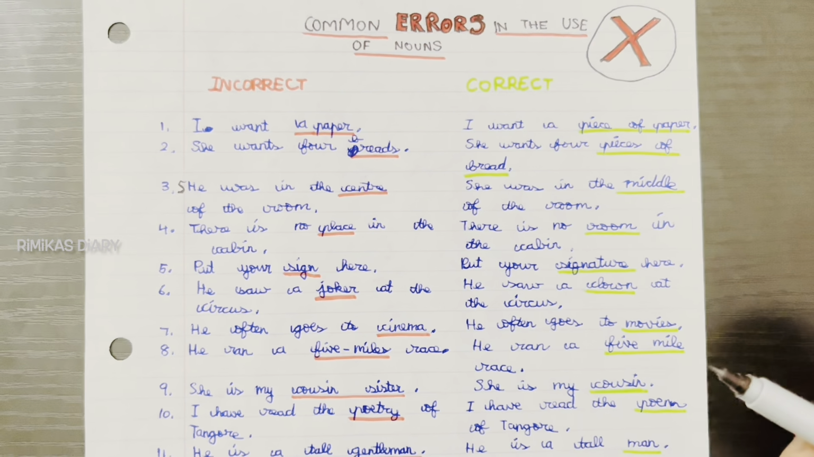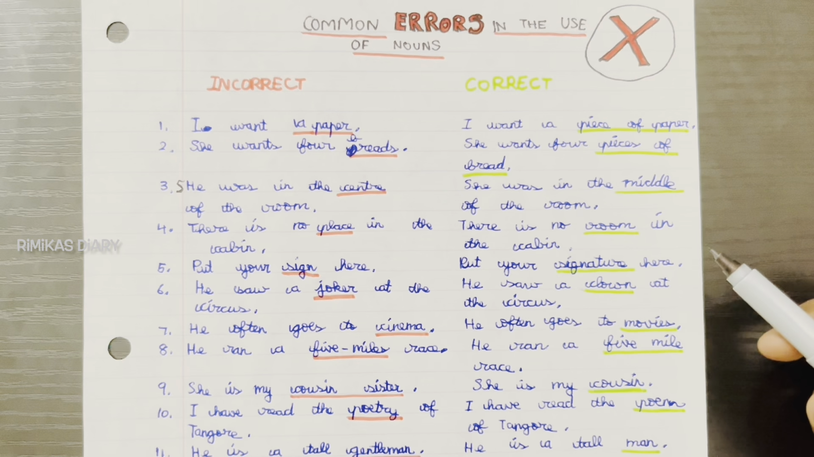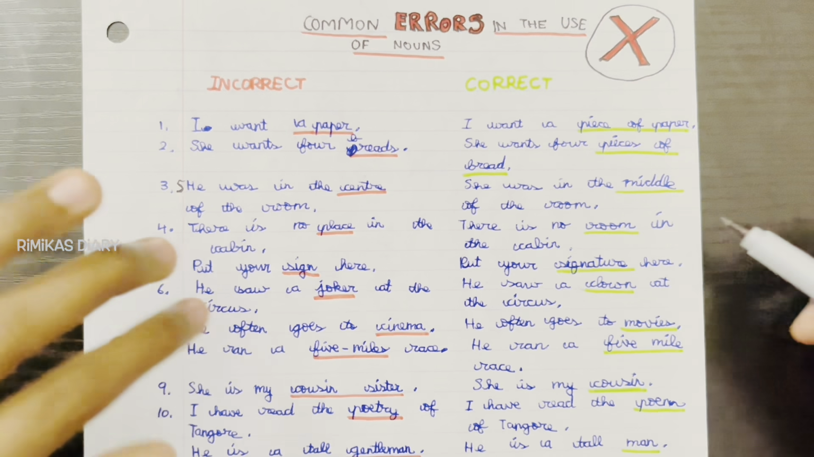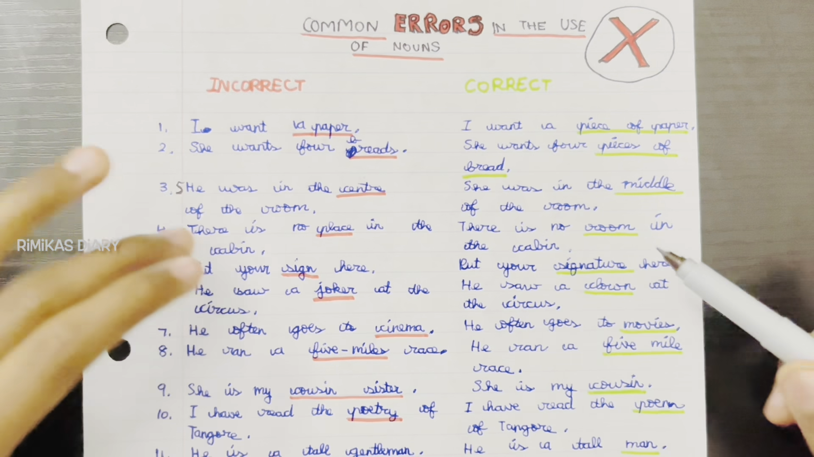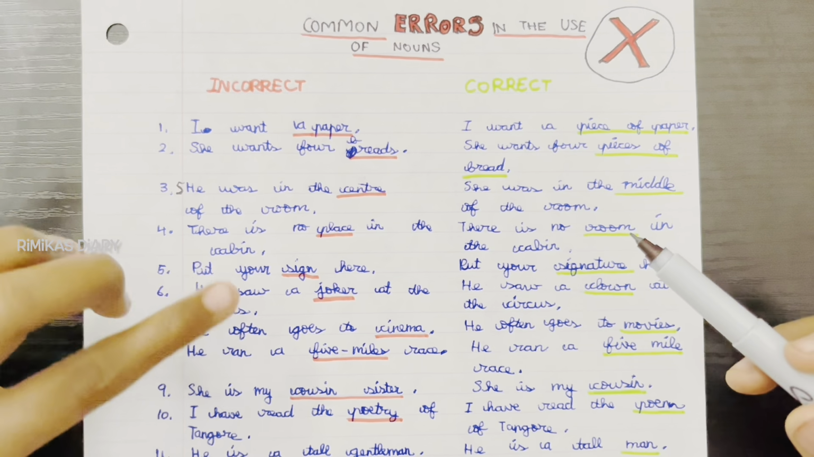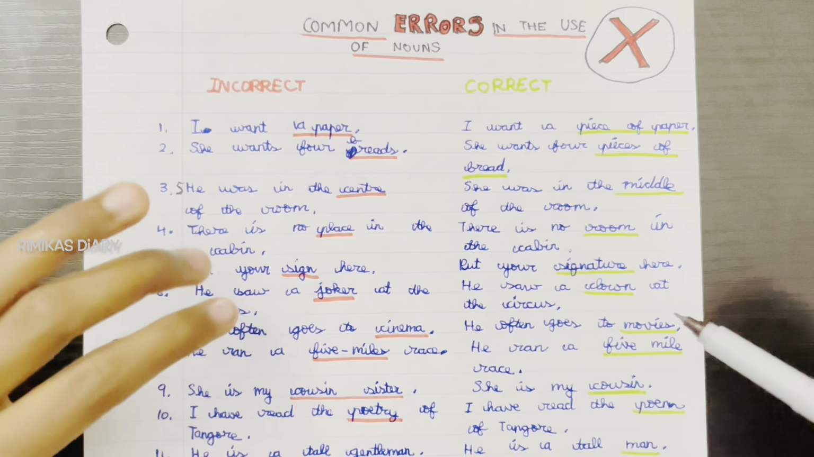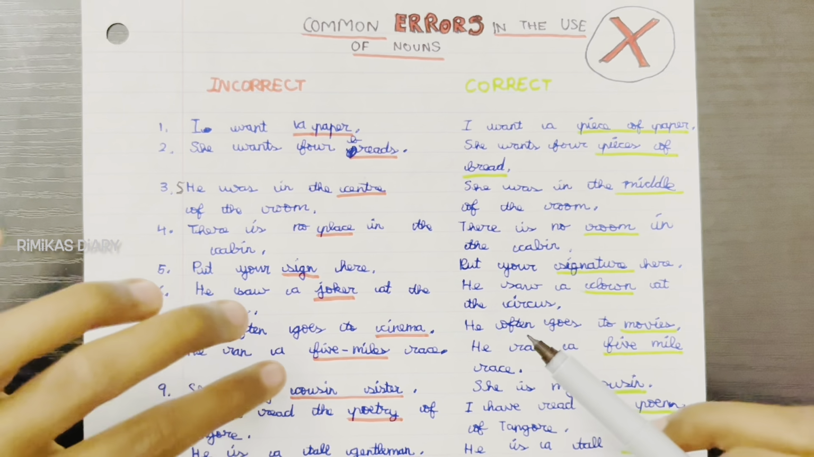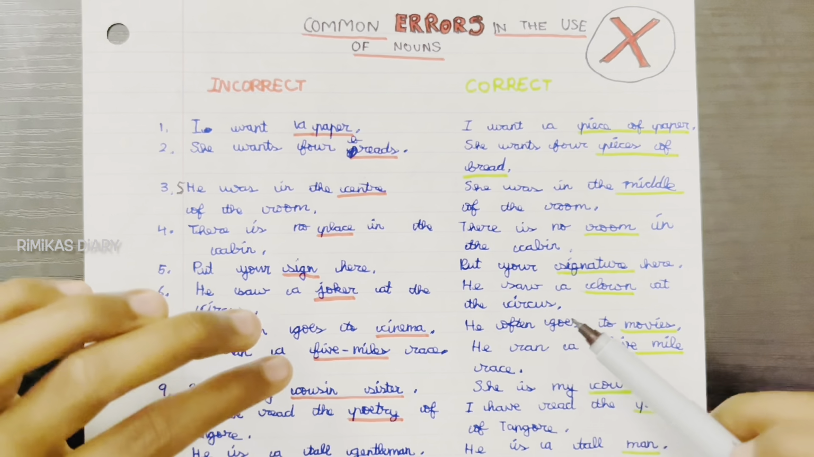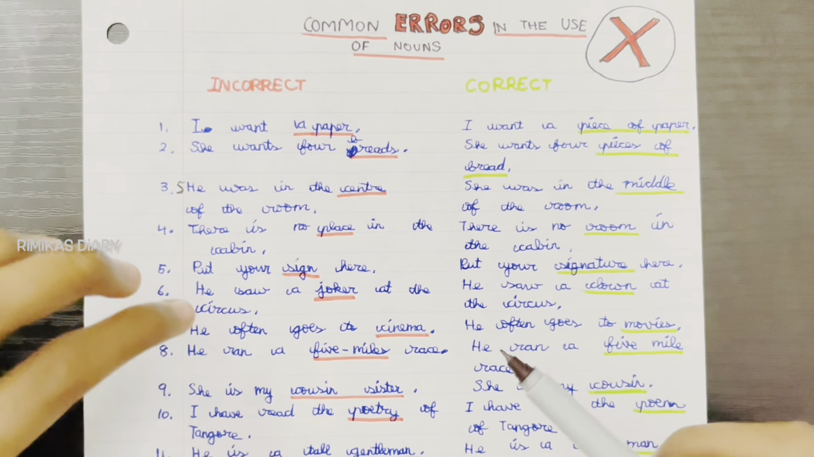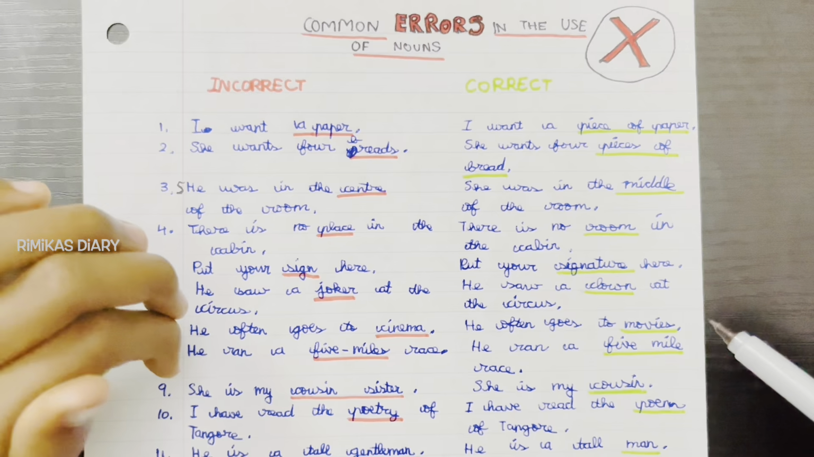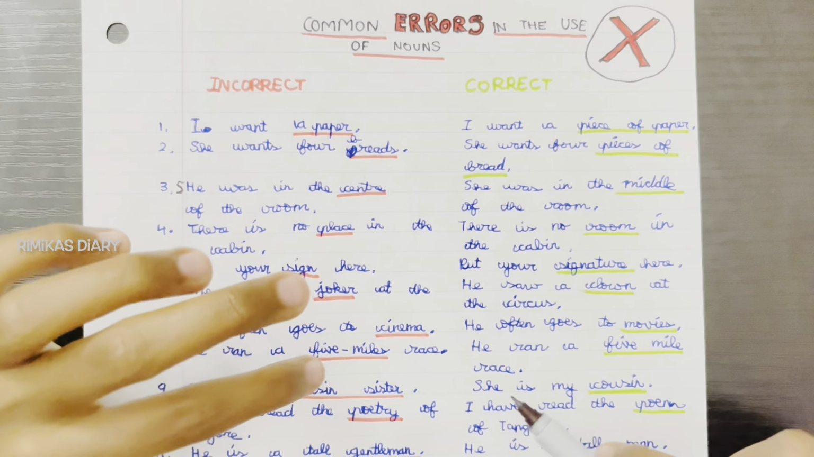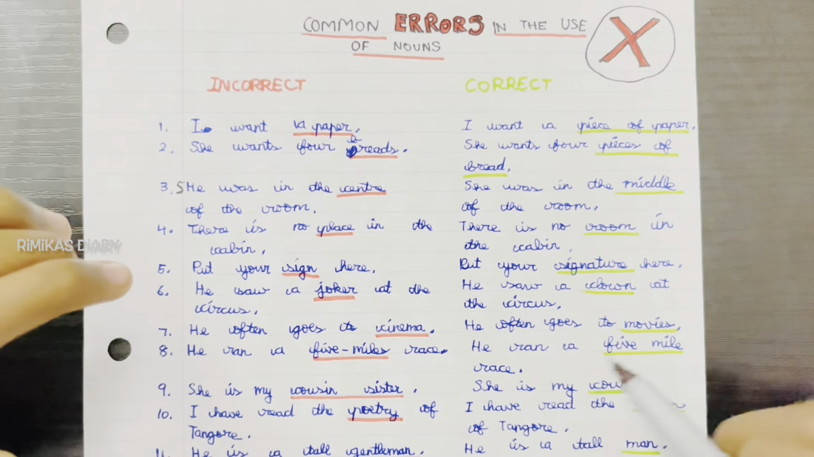She was in the center of the room. She was in the middle of the room. This is correct. There is no place in the cabin. There's no room in the cabin. Put your sign here. Put your signature here. He saw a joker at the circus. He saw a clown at the circus. He often goes to cinema. He often goes to movies. He ran a 5 miles race. He ran a 5-mile race.